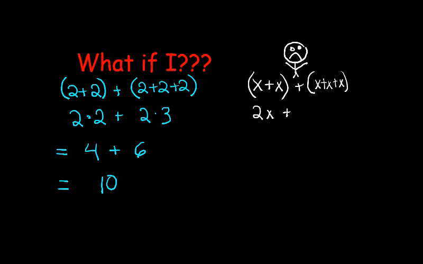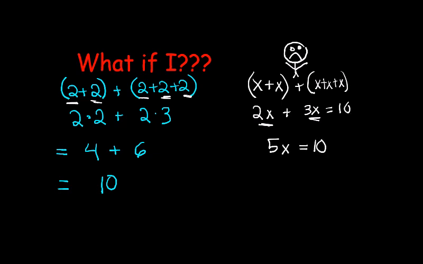So we got 2 x's on one side. We got 3 x's on the other. And, wait a minute. It's just like the previous problem. 2 x's on one side, 3 x's on the other. So therefore we have a total of 5 x's. And that has to equal 10.